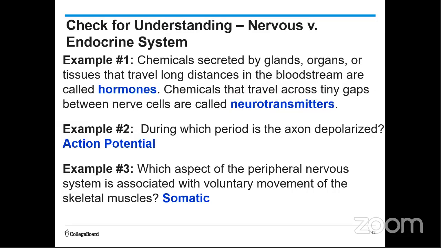So chemicals secreted by glands, organs, and tissues that travel long distances via the blood are hormones. Neurotransmitters only travel very, very tiny distances between the terminal button of the presynaptic cell and the receptor sites, and that tiny space is called a synapse. The axon is depolarized. There's an ion exchange occurring during the action potential. And finally, the peripheral nervous system that has voluntary movement of skeletal muscles, that's somatic. The involuntary movement of the glands, that's the autonomic.